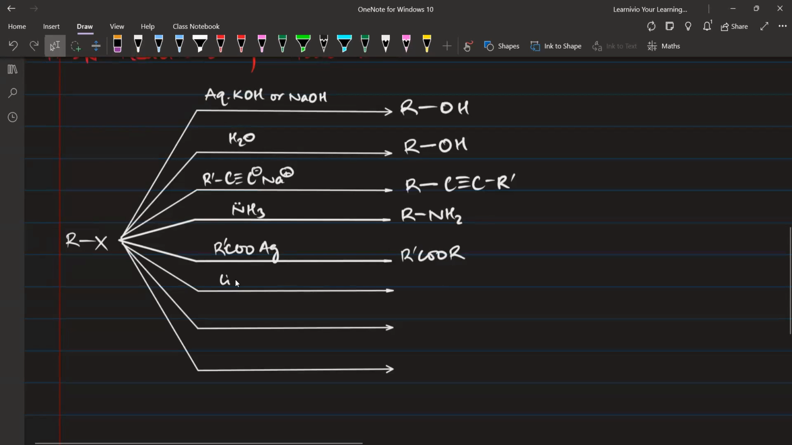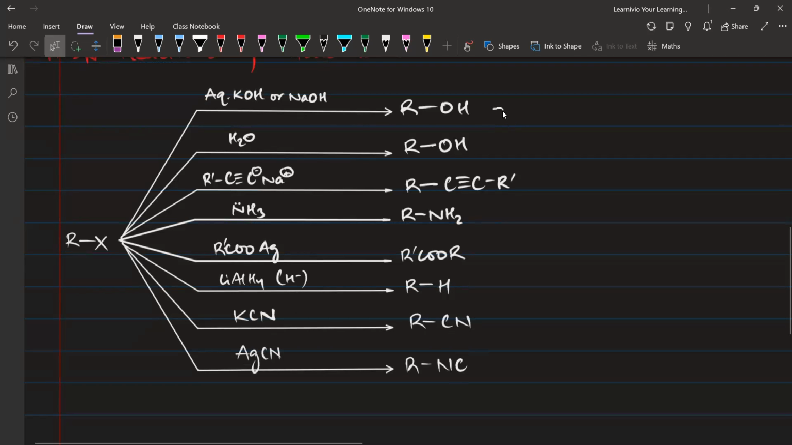Next, if you have lithium aluminum hydride, then as the name suggests, we have H negative and X will be replaced by hydrogen, so it will become alkane. Next, we have two very important, KCN and AgCN. Now, in both the cases, it seems like we are going to get R and X will be replaced by CN. But in the case of KCN, it gets replaced by CN. In the case of AgCN, it gets replaced by NC.